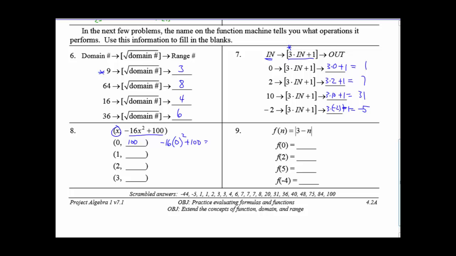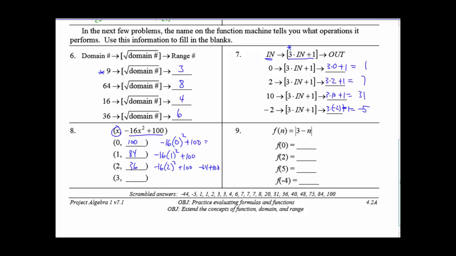Okay. So for the second one, we're going to go negative 16 times 1 squared, add 100, which gives us 84. So if we keep doing that, negative 16, 2 squared, plus 100. Be careful, remember, we're going to square 2 first, then multiply by negative 16. So 2 squared is 4. 4 times negative 16 is negative 64. Negative 64 plus 100 is 36.